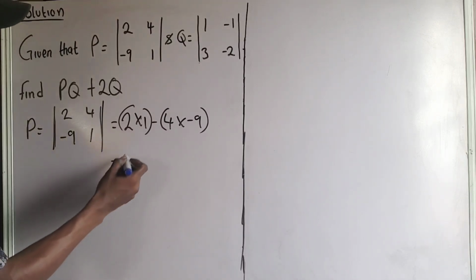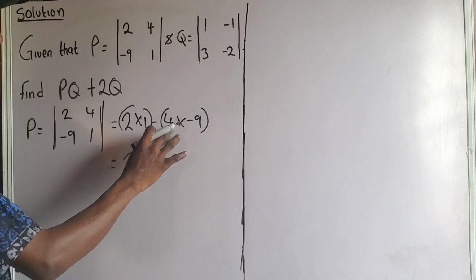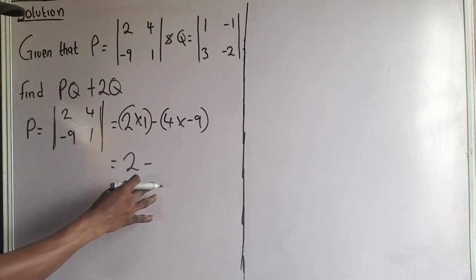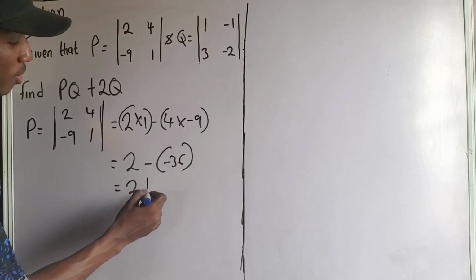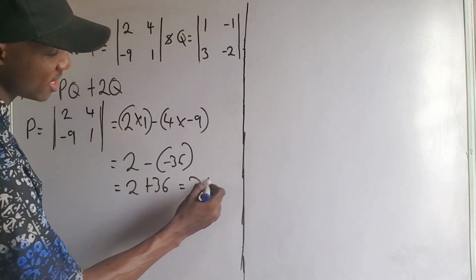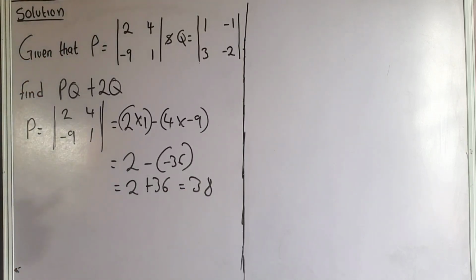Okay, now 2 times 1 is 2 minus 4 times negative 9. That is negative 36. So I'm going to have minus 36. Okay, so 2 plus 36, that is what? 38. Okay, so for the Q also, we are going to do the same.